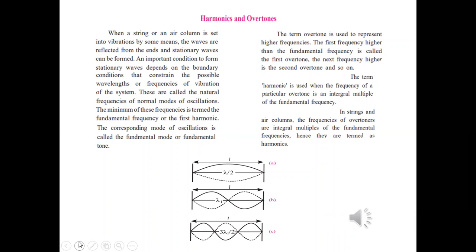Figure B gives us the second mode of vibration, which is a higher frequency than the fundamental frequency. So, it is termed the first overtone. Diagram C represents the third mode of vibration, which is again a higher frequency than the fundamental frequency. So, it is also termed the second overtone.